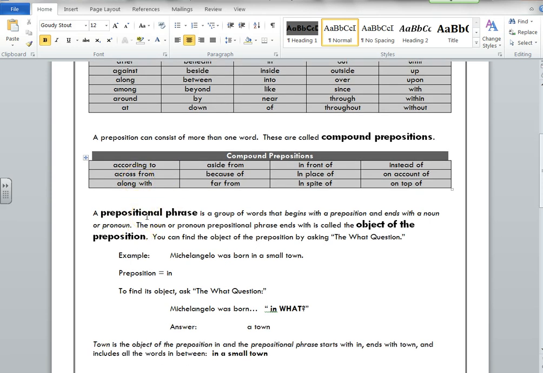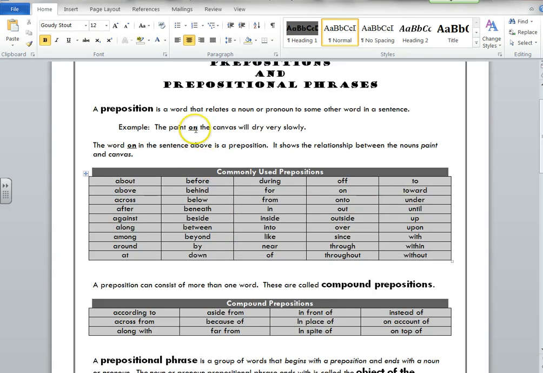Prepositions are always part of a phrase. They never stand by themselves. They're always the first word in the phrase. The preposition begins the phrase. The phrase is going to end with the noun the preposition is relating. So up here, on the canvas is your prepositional phrase. It begins with your preposition on, and it ends with canvas, because canvas is what on is relating paint to, right? Paint and canvas. So canvas is the end of your phrase.